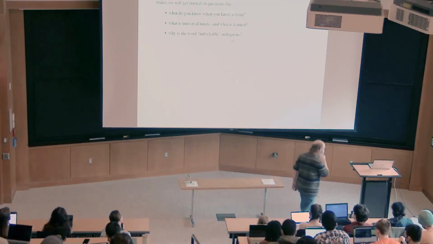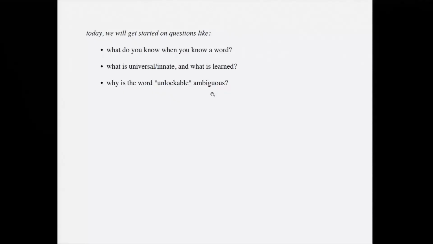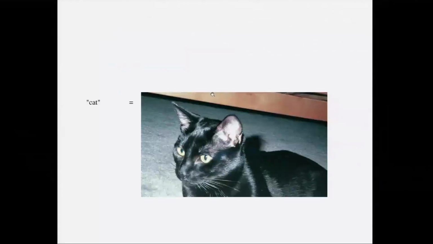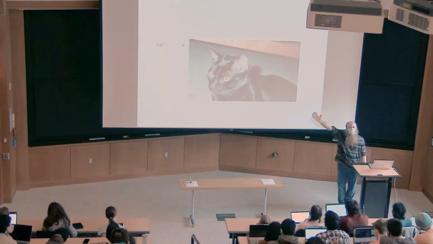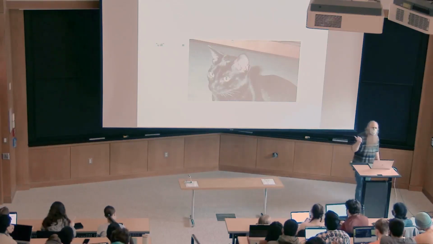Okay. All right, so morphology then. Questions like, what do you know when you know a word? What's universal? What's learned? And why is the word unlockable ambiguous? We'll talk about that too. So this is a cat, yeah? Any questions? Yeah, it's clear so far.